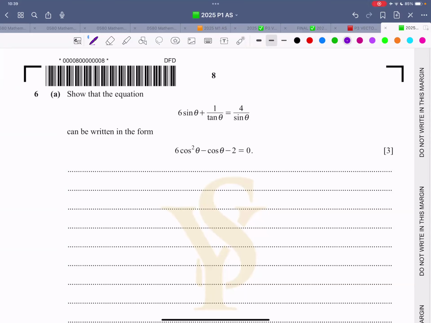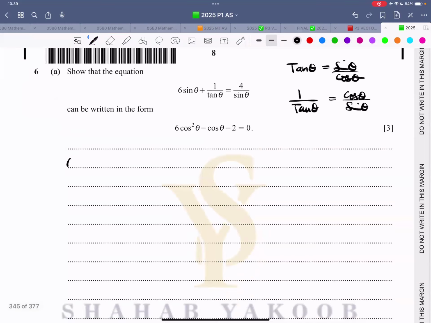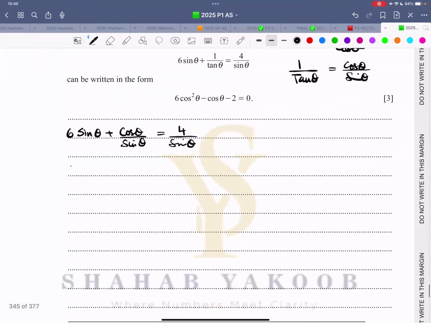So now over here, let me choose the left-hand side. First of all, let me write tangent theta is sine theta over cos theta. Therefore, 1 over tangent theta can be written as cos theta over sine theta. So now I can write 6 sine theta, and this is cos theta over sine theta, equals 4 over sine theta. Multiply by sine throughout. So 6 sine square theta plus cos theta equals 4.